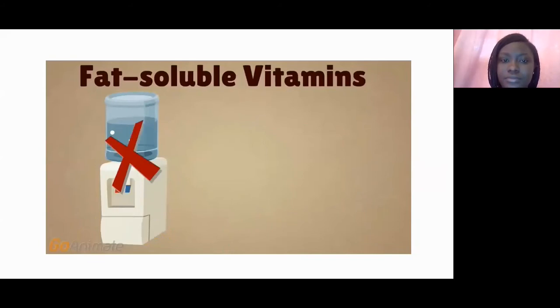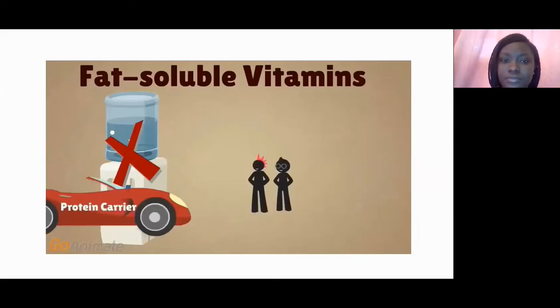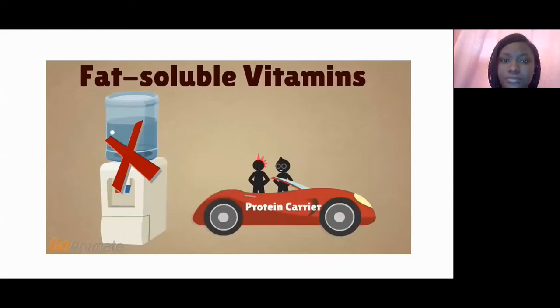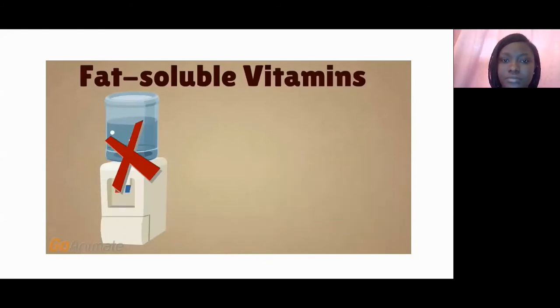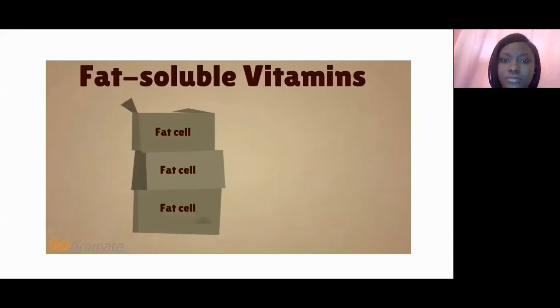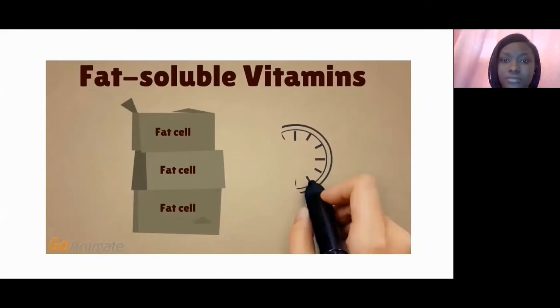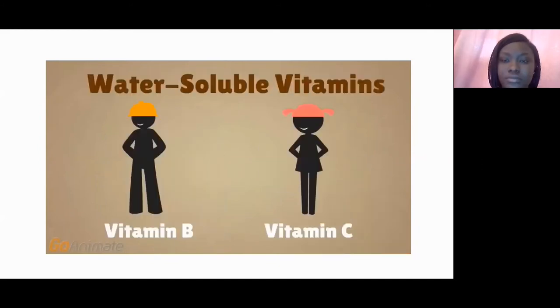Fat-soluble vitamins, on the other hand, need fat in order to dissolve. These vitamins require special carrier proteins to be transported in the blood. Unlike water-soluble vitamins, fat-soluble vitamins are stored in fat cells when excess vitamin is present in the diet, to be used at a later time. Now let's take a look at 2 water-soluble vitamins, vitamins B and C.